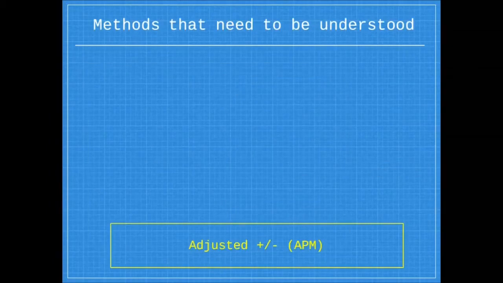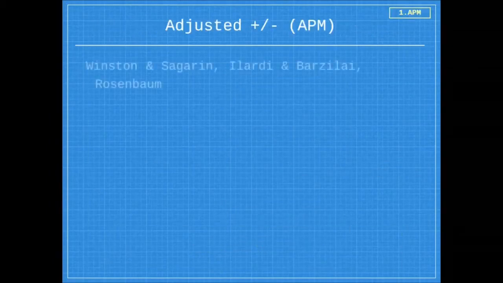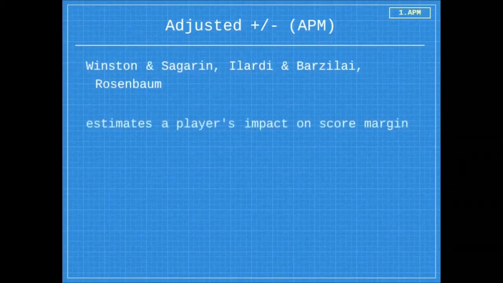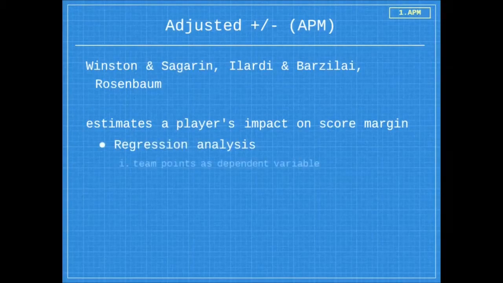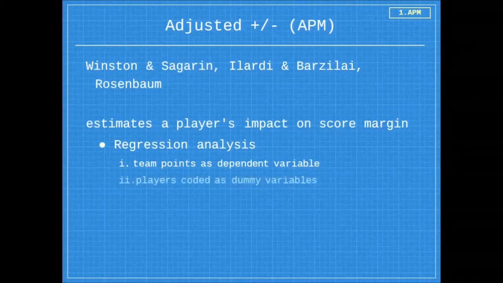Okay, first, going to adjusted plus minus. Adjusted plus minus original, developed by Vincent Sagarin, Ilardi and Barzilay, who's also in the audience, and Dan Rosenbaum, estimates a player's influence on a team's score margin. It does this with regression analysis, where the team points are the dependent variable and the players are coded as dummy variables.